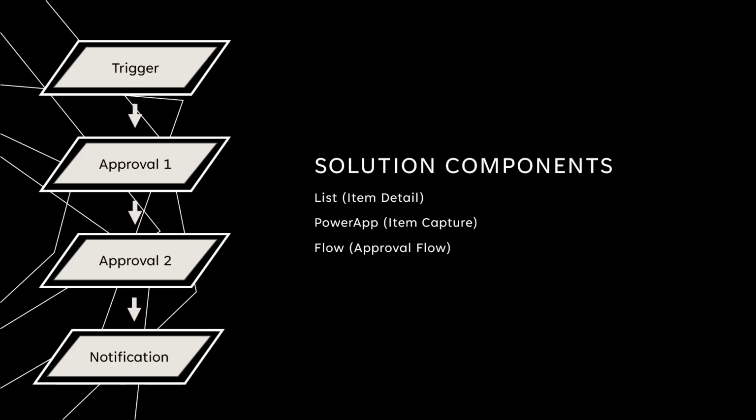So the full list of components for this is: we need our SharePoint list, which is going to have all the detail that's being captured. We're going to have a Power App that helps people capture that item. And then we're going to have a flow to actually do the approvals. And we've gone through the steps of what that flow will look like. Really simple and basic.